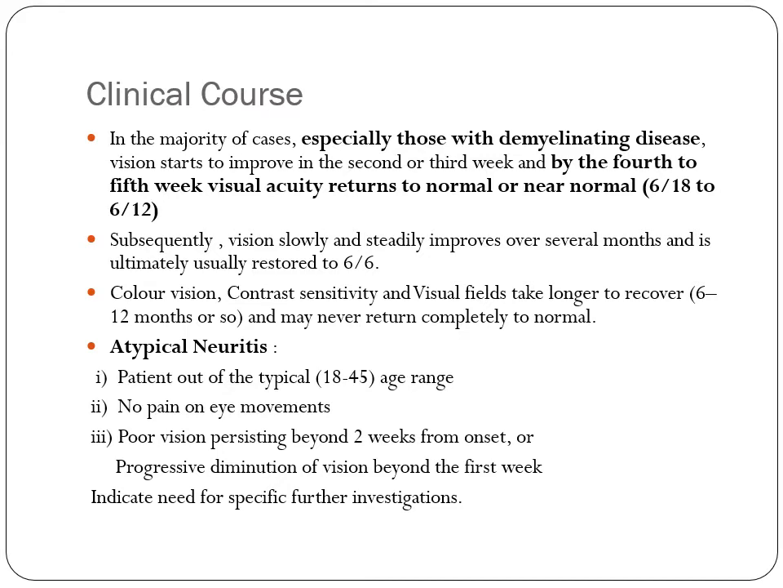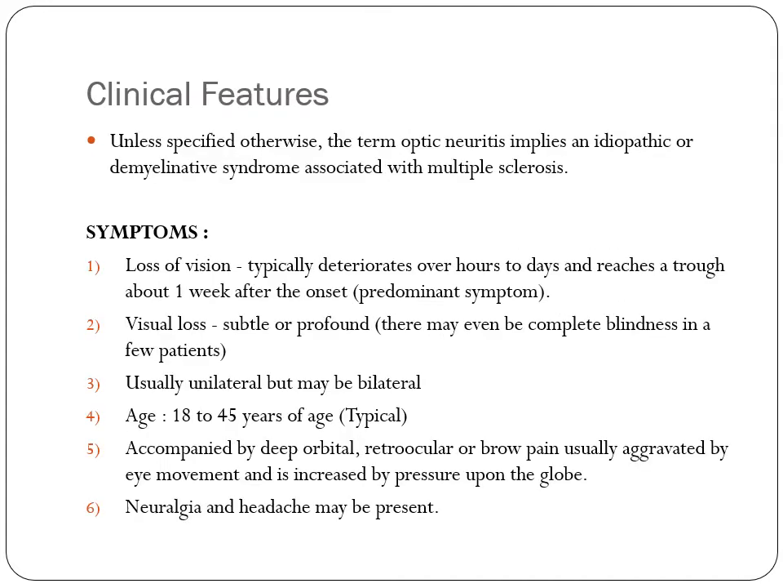Why is there pain? Because at the apex of the orbit, where there is a common tendinous ring, the coverings of the optic nerves are inflamed. So the pain is referred to that common tendinous ring, and because tendons are involved, movements become painful. That is when typical. Atypical has no pain on eye movements, and poor vision persists beyond 2 weeks, or even diminution continues beyond the first week. These show that it is atypical neuritis.